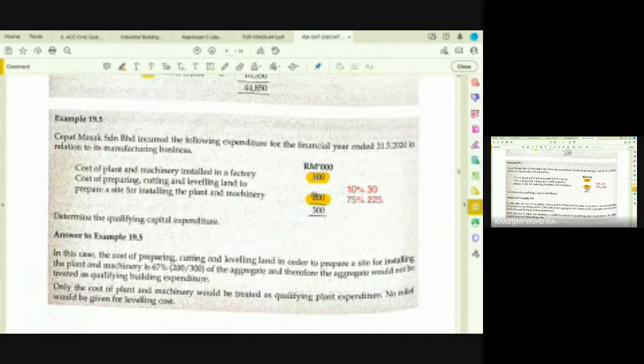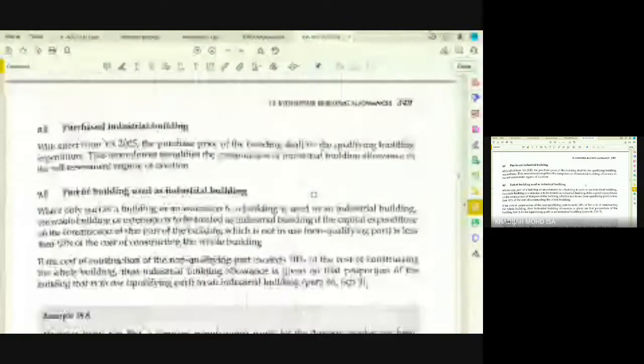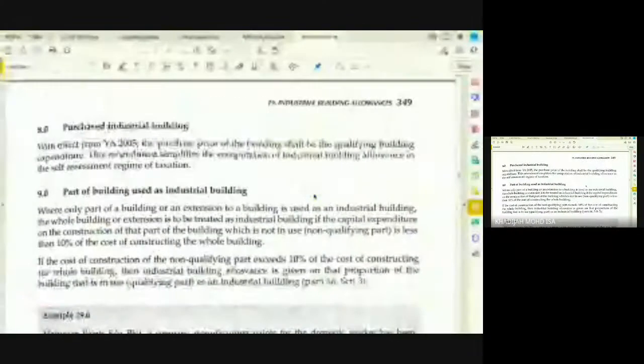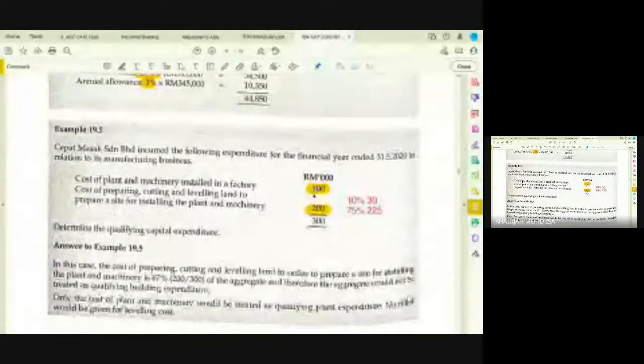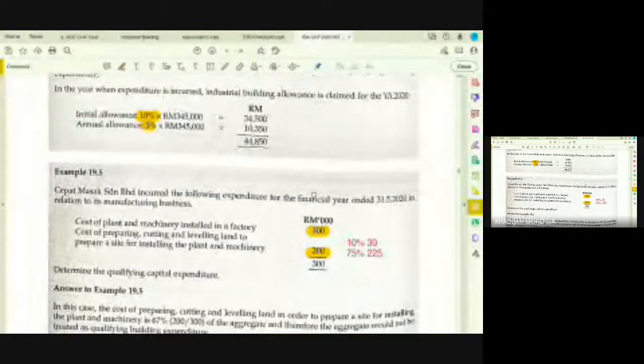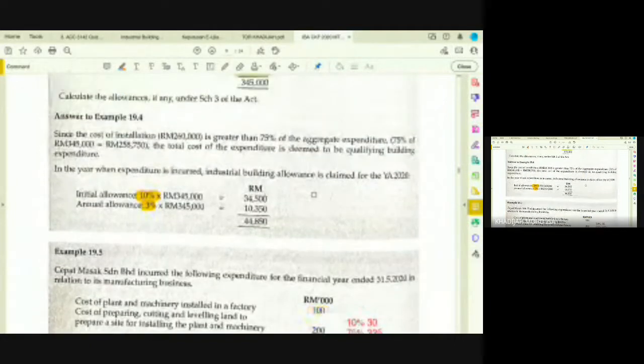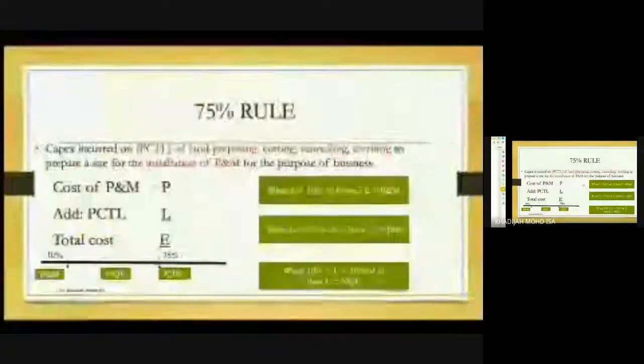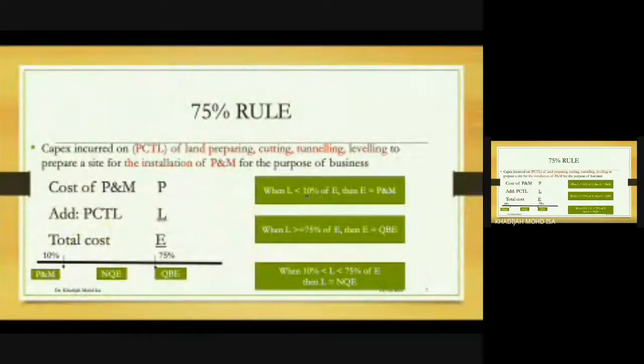Therefore, your QPE is only 100,000. Right? QPE, not QBE, the plant and machinery. So you claim 20% and 14%. Okay? Right. So that is on the 75% rule. Do you have any question on this? Is it clear? These two examples make it very clear how you actually determine whether it's 75% or not. Okay. So that is on the 75% rule.